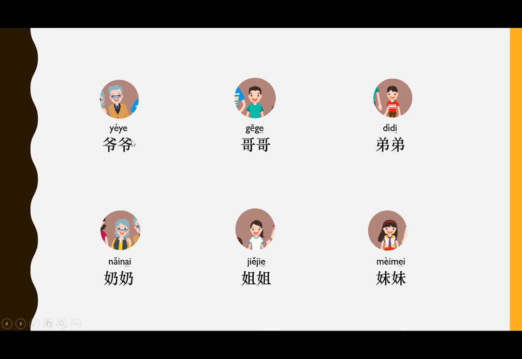爷爷, which means grandpa. 奶奶, which means grandma. 哥哥, which means the older brother. 姐姐 means the older sister. 弟弟 means the younger brother. And 妹妹 means the younger sister. Okay, now let's read after me.